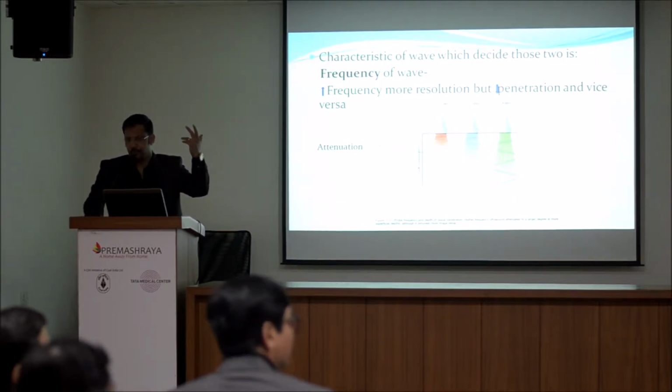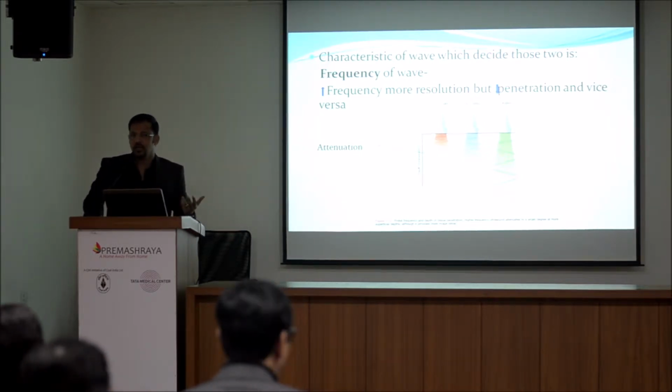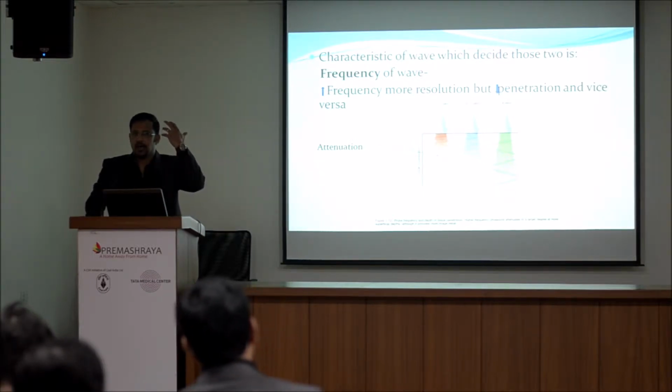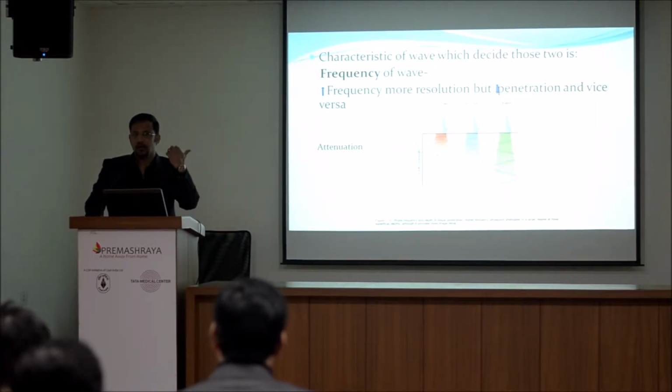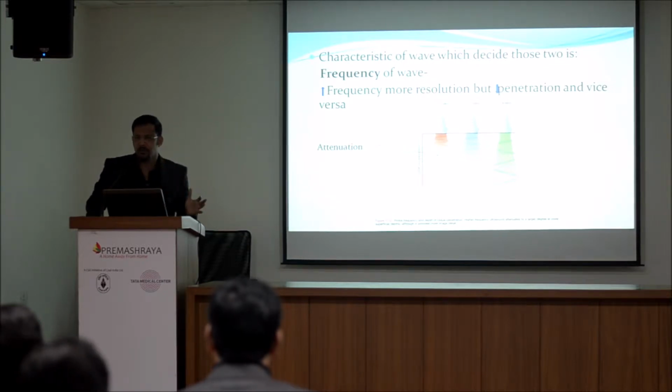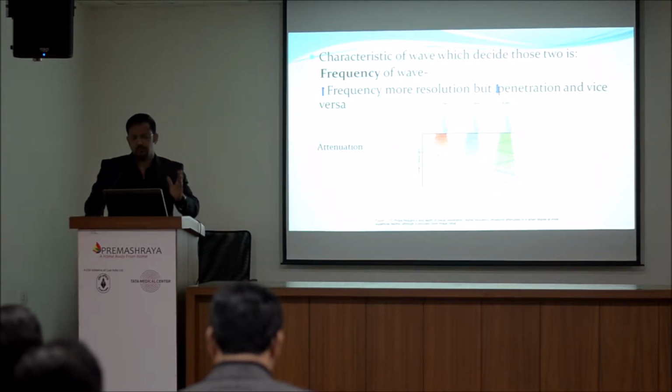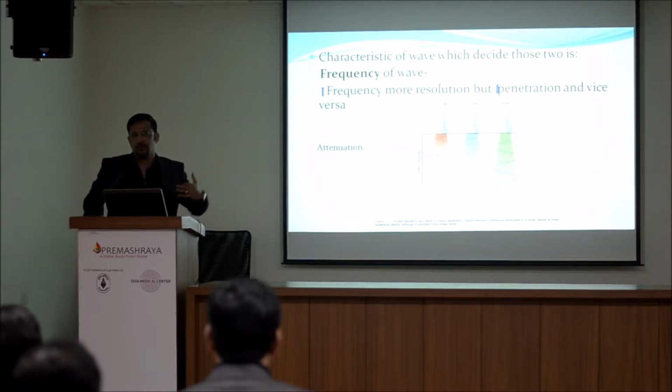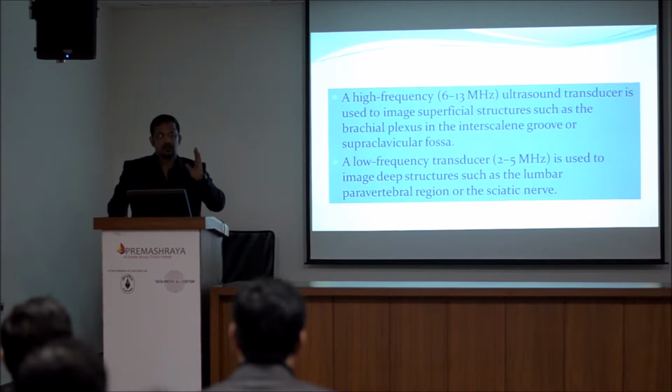There are two types of probes which we regularly use: the linear probe and the curvilinear probe. The linear probe has a higher frequency, so it is good for superficial blocks. For almost the maximum of blocks which we do under regional anesthesia, we use the linear probe. Only a few blocks, mainly the deep blocks, like the lumbar plexus block, or if you have an obese patient who needs an infraclavicular block, you have to use the curvilinear probe to image deep structures.